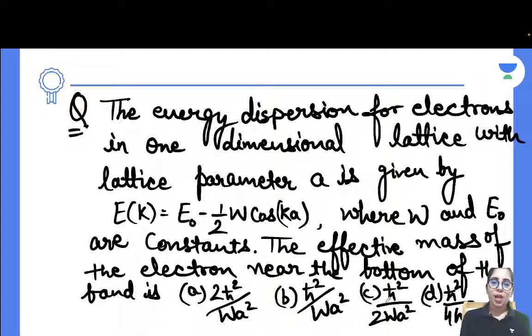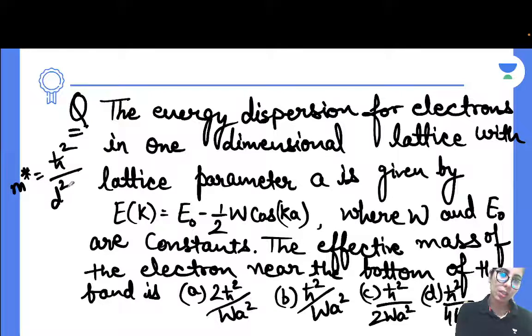So in this case, you have to find the effective mass of the electron near the bottom of the band, right? Effective mass formula, what is that? That's what you need to recall first of all. It is m star is equal to h squared over d2E over dk squared, right? And once you consider it near the bottom of the band, means k tending to 0. It's not equal to 0, it's just tending to 0.